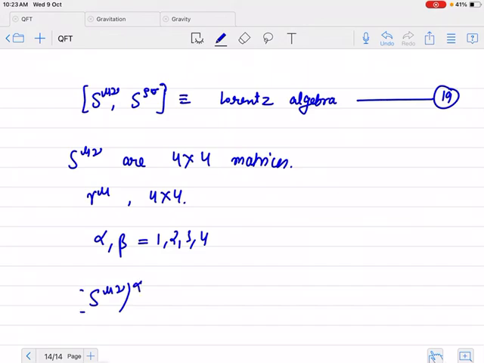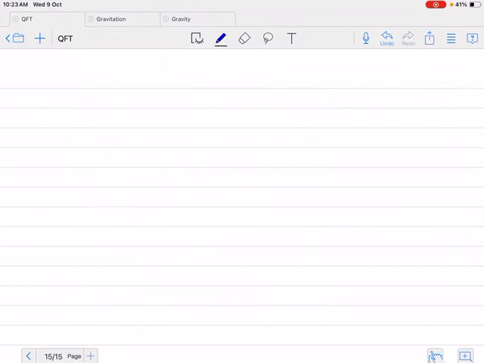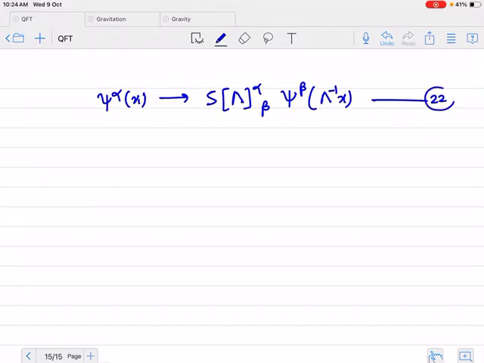to act upon. We introduce the Dirac spinor field psi alpha, an object with 4 complex components, alpha is 1, 2, 3, 4. So under the Lorentz transformation, we have psi alpha of x goes to S lambda alpha beta psi beta of lambda inverse x. Let's say it's equation 22.